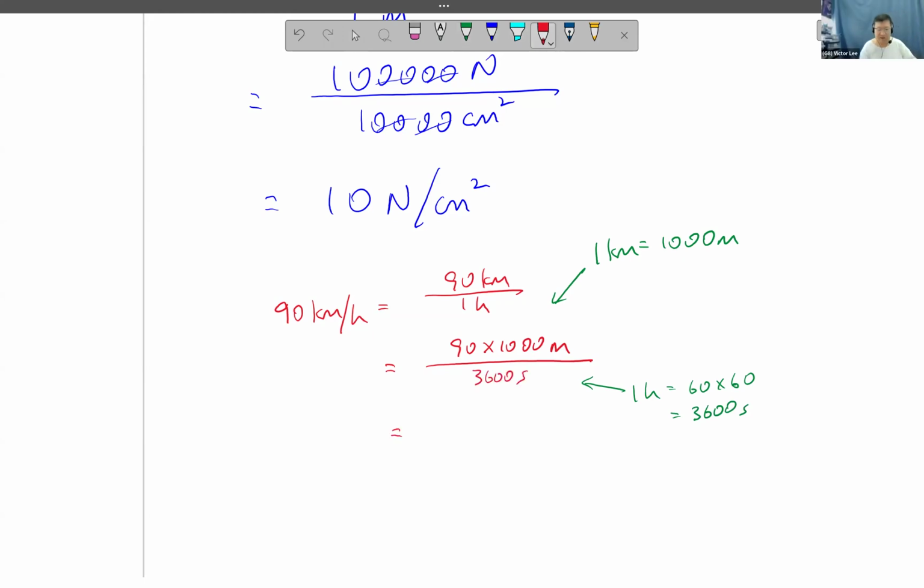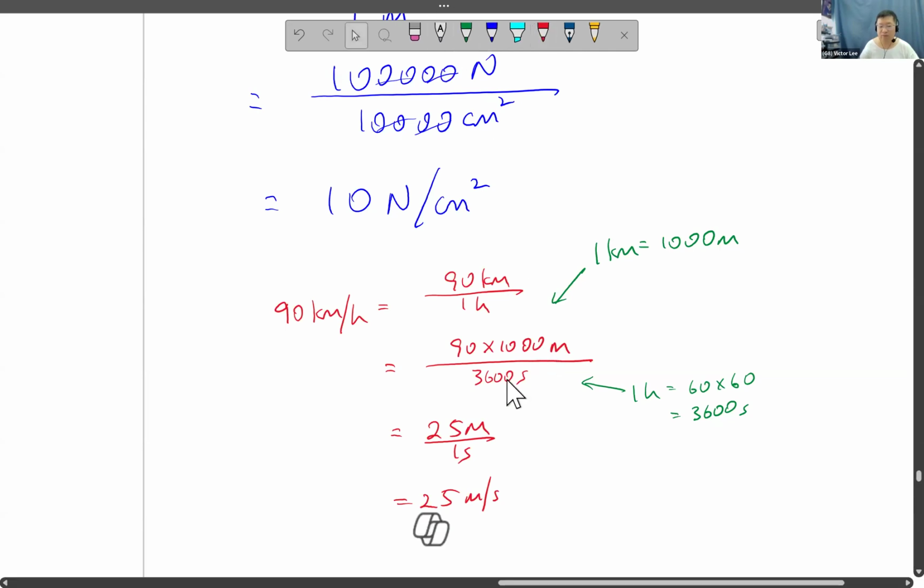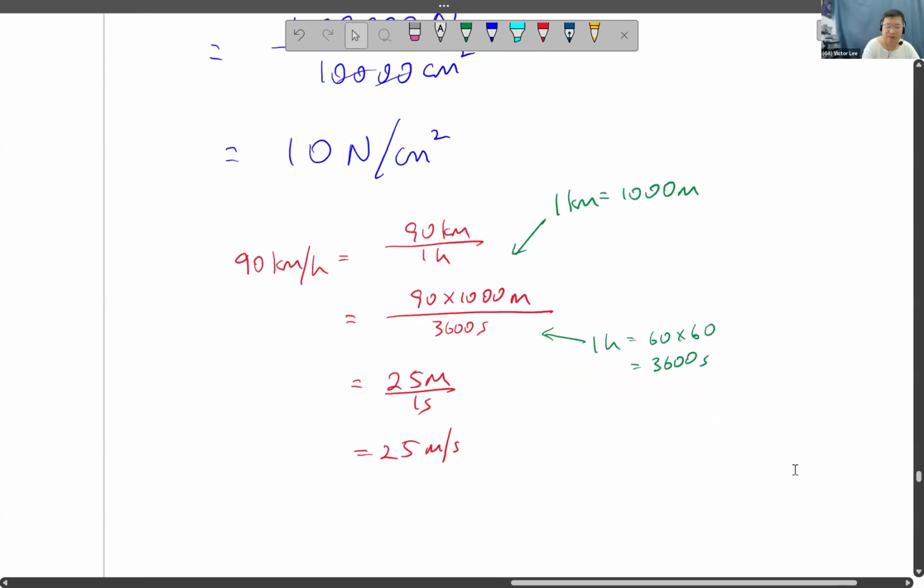And then I press calculator. Answer is 25 meter per 1 second. And of course, 25 meter per second. That's how you do conversion. Convert the top and bottom independently. Then you write the new unit. Okay? You copy it out first, then I let you practice.